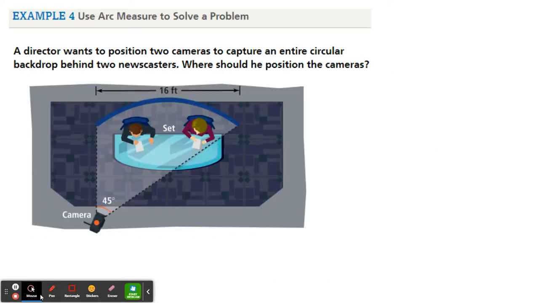It says a director wants to position 2 cameras to capture an entire circular backdrop behind 2 newscasters. Where should he position the camera? So this is kind of a strange question, so I'll walk you through it. Basically what they're asking for is, can you describe the circle that they would need, so that this camera could rotate and capture the whole backdrop, right? So describe the circle.